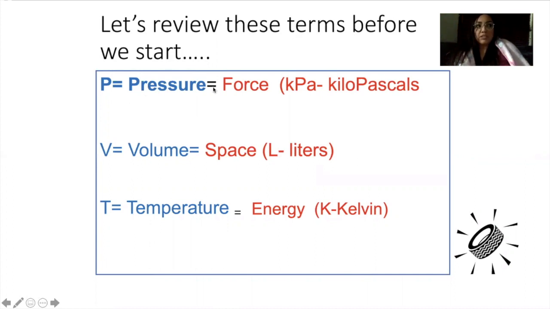Pressure is the force involved. Volume is going to be the space. Temperature is going to be energy. And then just remember the units of measurement that they have to be in: pressure has to be measured in kilopascals, volume has to be measured in liters, and temperature has to be measured in Kelvin. So there's going to be a little bit of conversion, but nothing crazy.